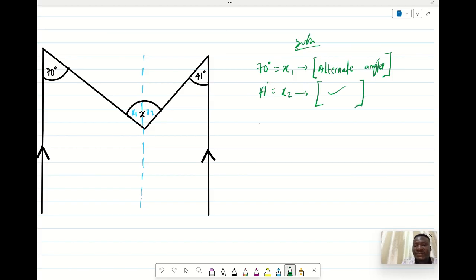Therefore, the sum of X1 and X2 will give us the value of X, which we were tasked to find. Since X1 is 70 degrees and X2 is 41 degrees, when we sum these two, we are going to get 111 degrees, which is equal to X. The angle marked X is equal to 111 degrees.